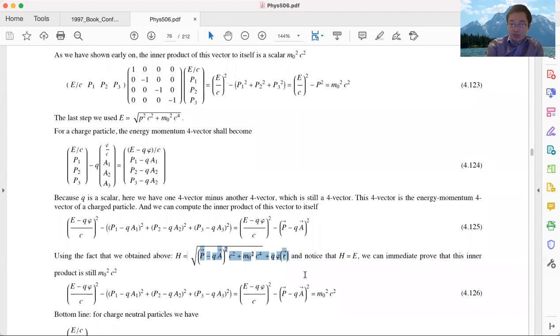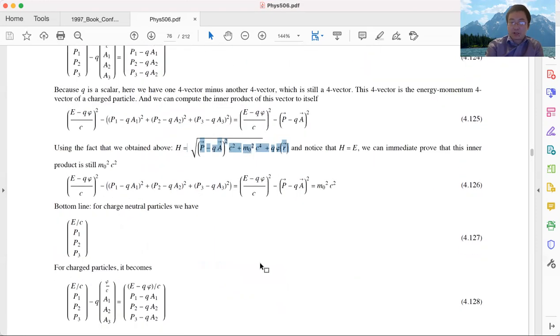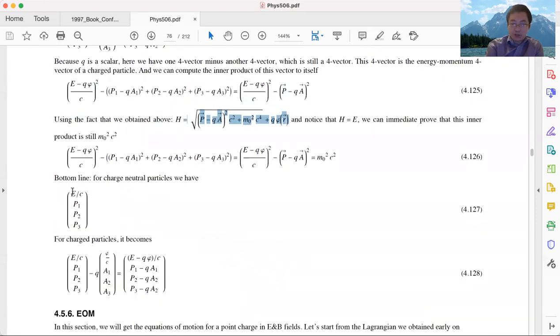That inner product gives me rest mass squared times speed of light squared. So in other words, if we want to start from charged neutral particles and go to a charged particle, the only thing we need to do is to replace this energy momentum 4D vector with this new 4D vector. For a charged neutral particle, the energy and momentum 4D vector looks like this. And for a charged particle, we should use this vector to replace the energy and momentum vector.